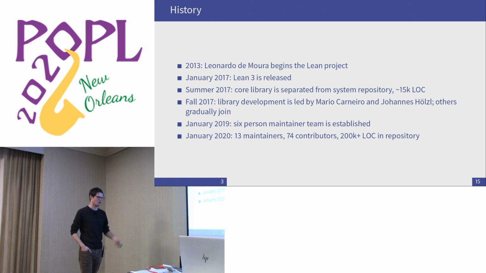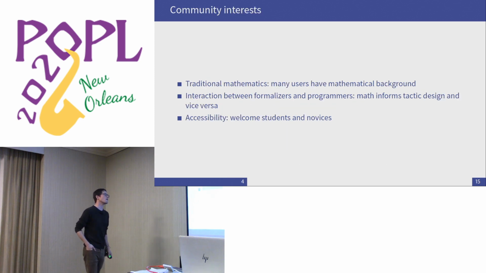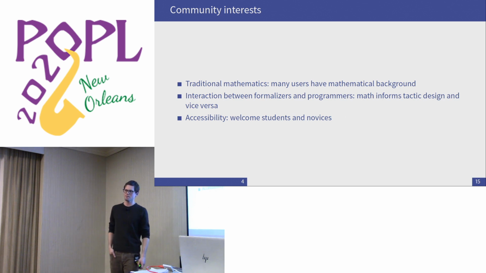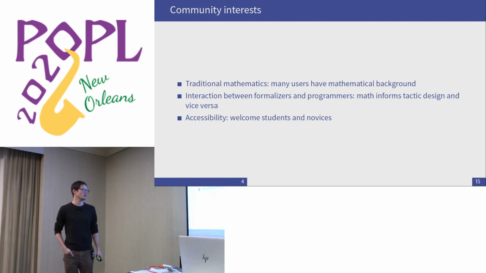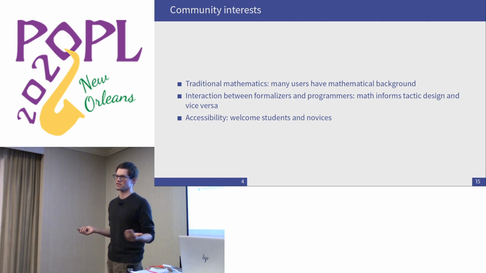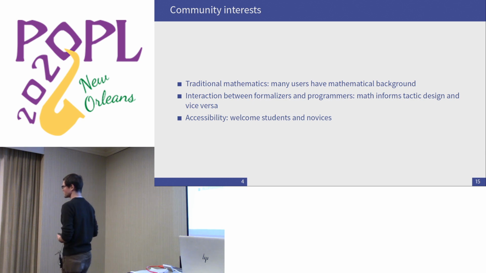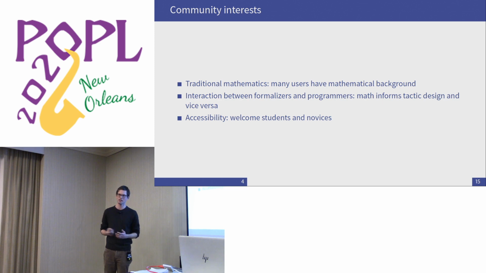We have 74 people who have contributed to the library, and over 200 lines of code in the repository. So the interests of the community are largely, certainly not entirely, but largely mathematical. We have a lot of people from traditional mathematics departments at all levels, from undergraduate to full professor, who have been working on this. The interaction between what I call formalizers, so mathematical formalizers, and the people who are writing tooling for the system, who are writing tactics and writing automation, has been a very essential part of the development, I think. The math that's going into the library is informing the tactic tooling that we write, and vice versa.